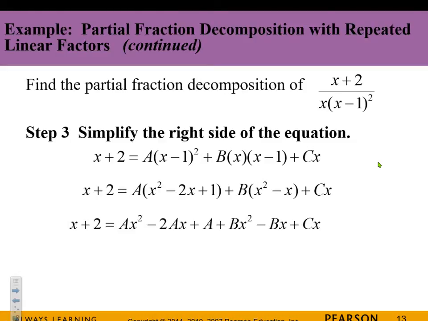So all we're doing is expanding everything so that it's just a bunch of terms. So here we FOIL this out. So a times x squared is ax squared. A times negative 2x is negative 2ax. A times 1 is a. Then we've got bx squared minus bx. And then that's all it really is. It's just expanding the whole thing here. I'm trying to write it all down.